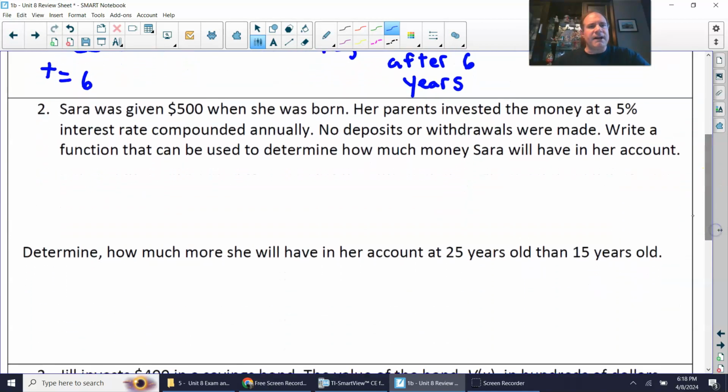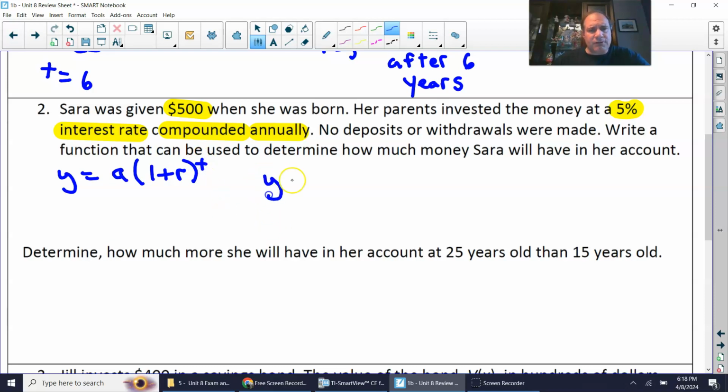Sarah was given $500 when she was born. Let me highlight some important information. Her parents invested the money at a 5% interest rate and compounded annually. No deposits or withdrawals were made. Write a function that can be used to determine how much money Sarah will have in her account. Just remember, this is a growth, a 5% interest rate compounded annually. So this is A times 1 plus R, and then to the T power.